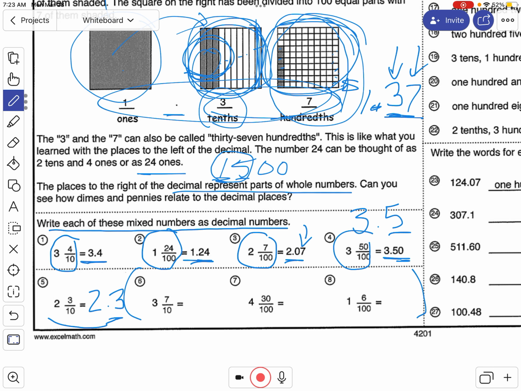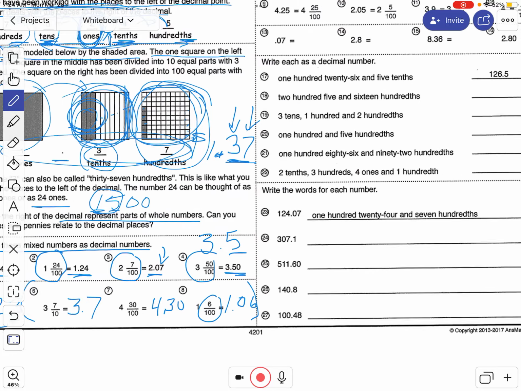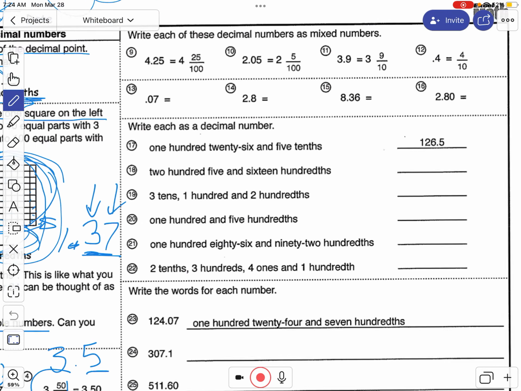All right, so number 6 is 3.7, 3 and 7 tenths. Number 4 is 4.30, or 4 and 30 hundredths. Number 8 is 1 and 6 hundredths. Watch out on this one. It's 1 and 6 hundredths, 1.06, because this is 6 out of 100, not 6 out of 10. 6 hundredths. All right, fix any answers that you have wrong.